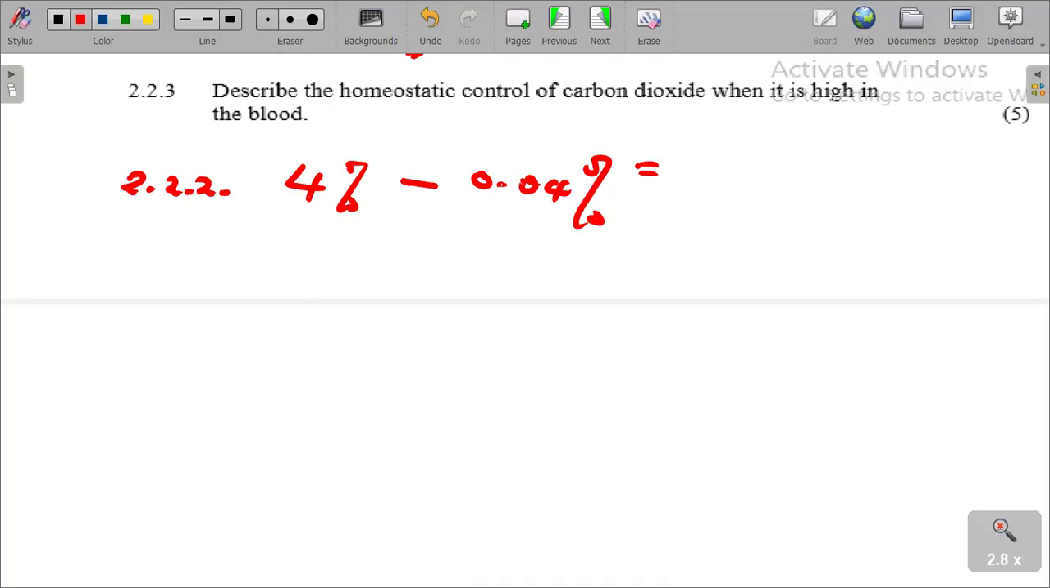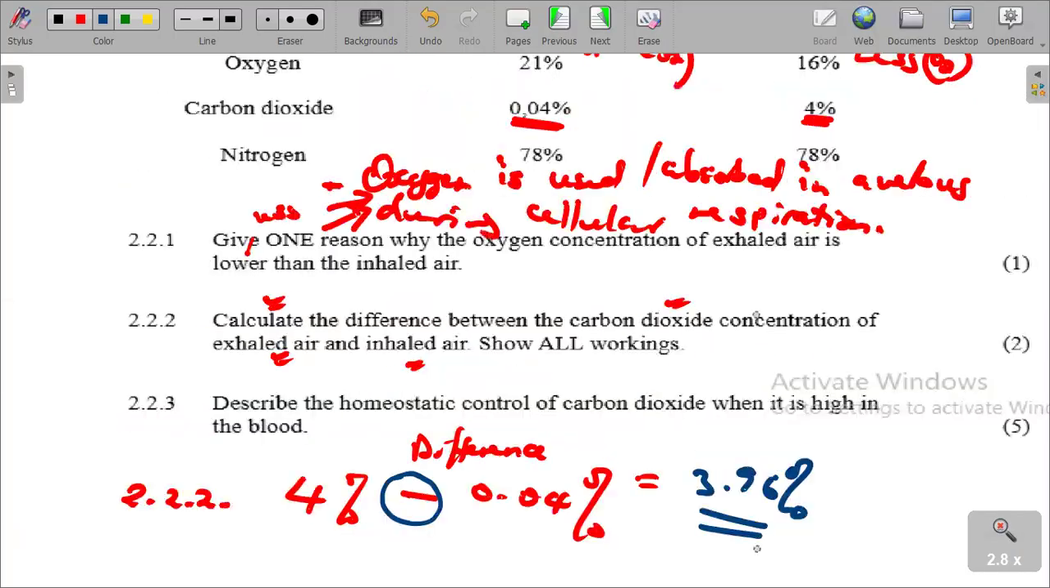So now, when you calculate, it's the difference that you are looking at. I'm sure you still remember from maths that difference means subtracting. So what you get when you subtract is 3.96%, just nice mathematics.